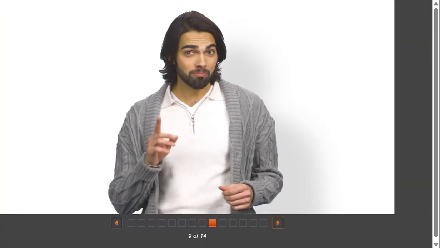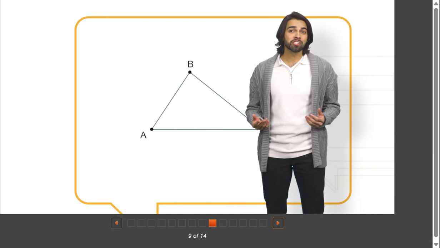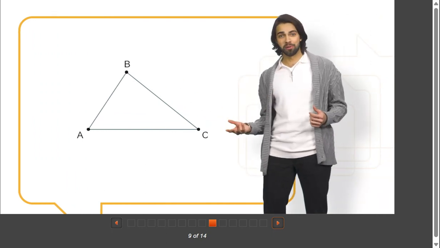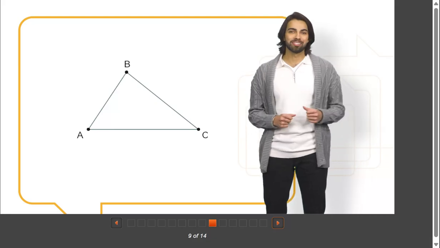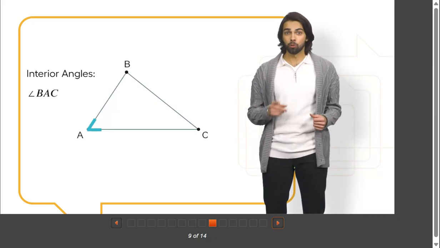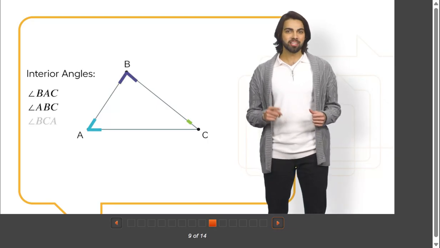Here's something interesting about triangles. We can find more angles related to a triangle than just the usual 3. Triangles consist of 3 interior angles, as well as angles known as exterior angles. Let's look at this triangle as an example. The interior angles are angle BAC, angle ABC, and angle BCA.